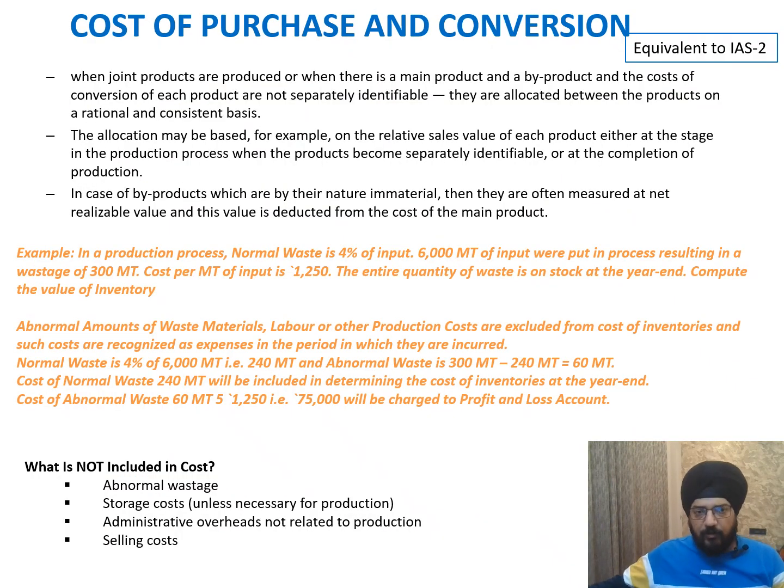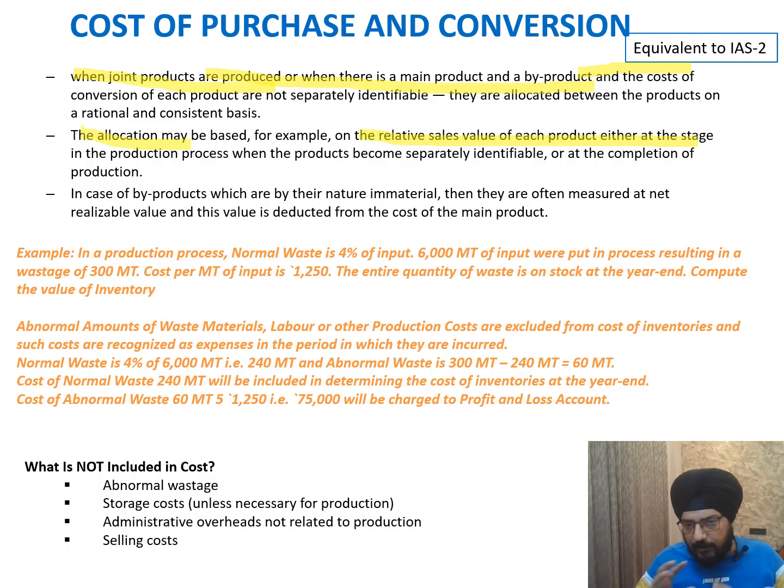Okay, so let's just quickly talk about the absorption on some of the other elements. When we are talking about joint products, when we are producing something which can be treated as a joint product, the allocation has to be done on some basis. In which case, allocation will be based on the relative sale amount for each product.